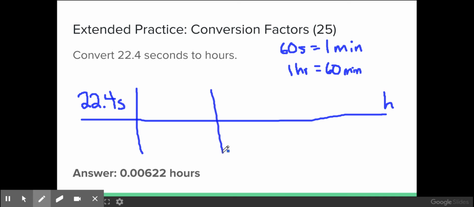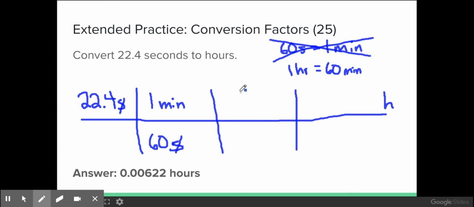First thing is, I'm going to take my first equivalence statement that I made, 60 seconds. 60 seconds are going to go on the bottom. 1 minute goes on the top. Seconds divide out, and I'm stuck in minutes. I am done with this equivalence statement. For the second equivalence statement, I want my hours to be on the top, so I'm going to take 1 hour, put it on top. 60 minutes are going to go on the bottom.